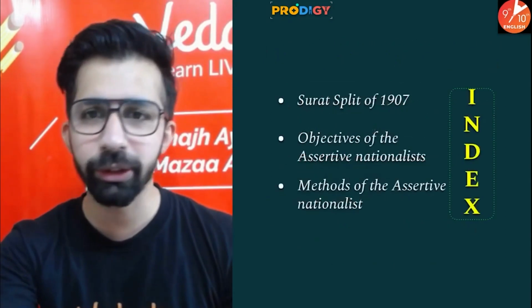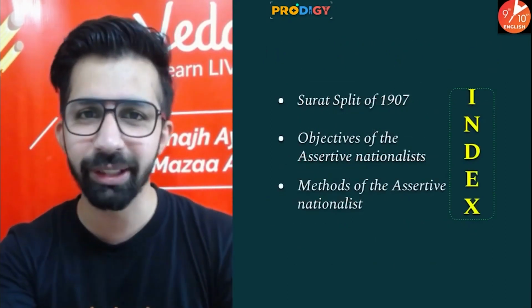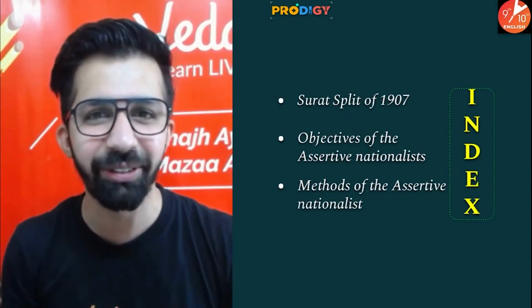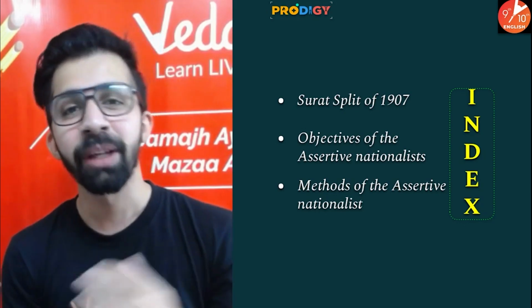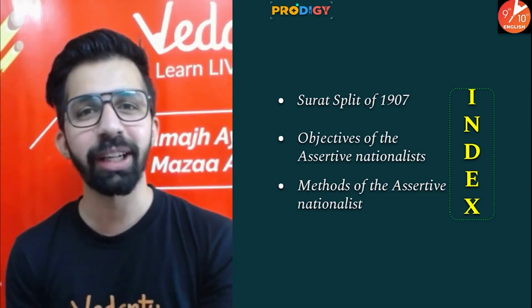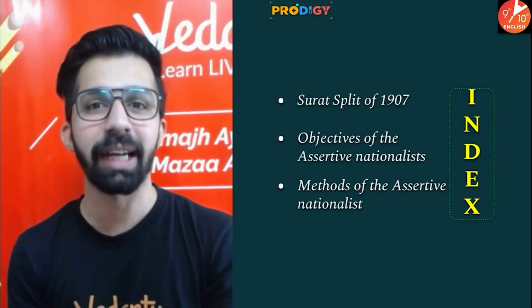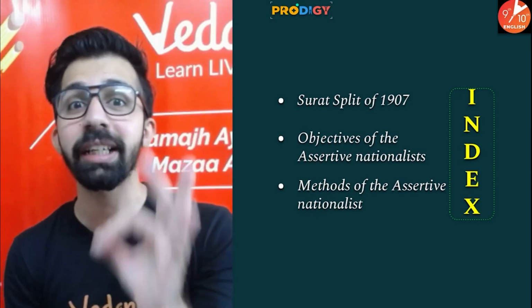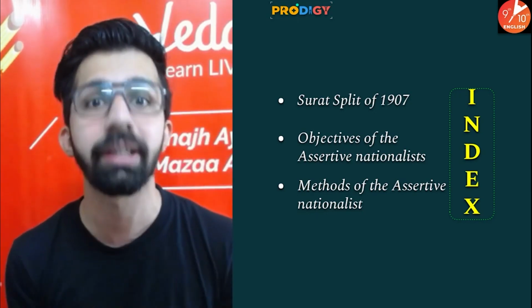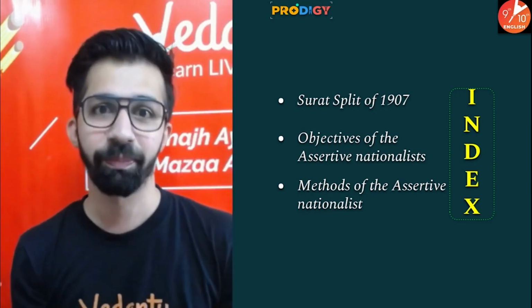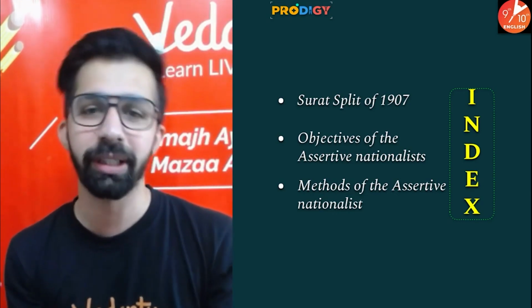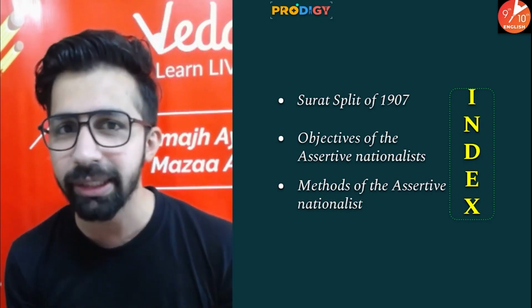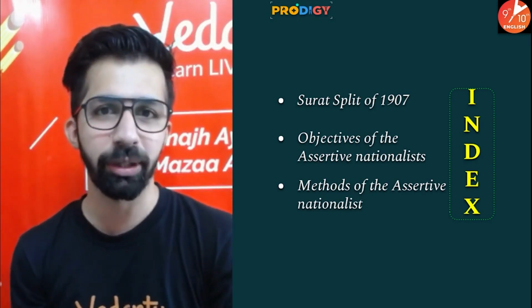So till now we saw the story. Let's continue with the story further. In this session, I'm going to tell you about the Surat session, the split in 1907, wherein the Indian National Congress got split. Something happened due to which the Congress got split in 1907. What was the reason behind it? We will understand in this story.